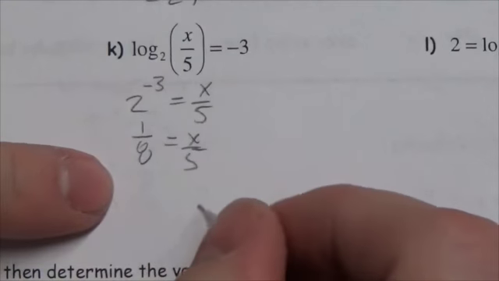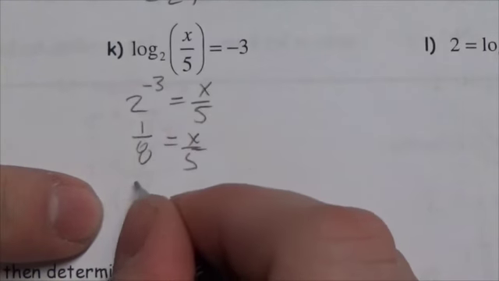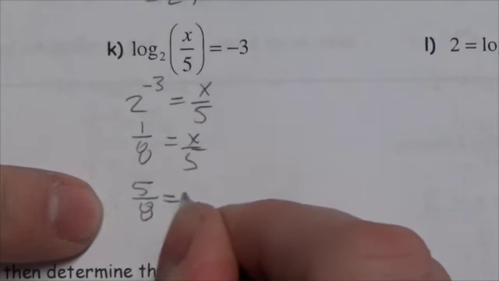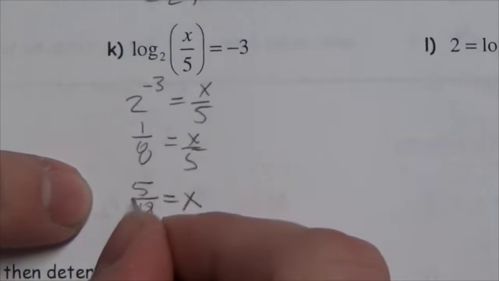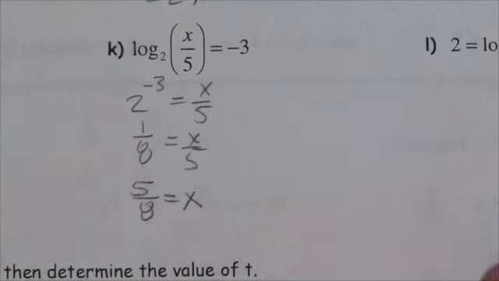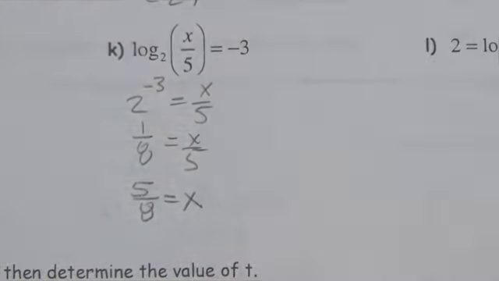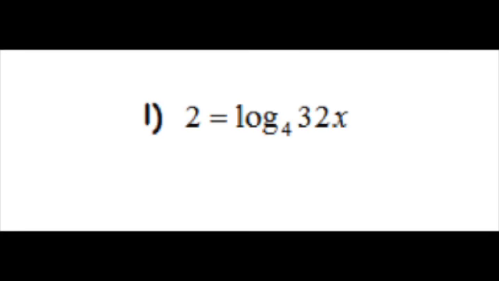And then for me to get the x by itself, I'll multiply both sides by 5, and so what will end up happening here is x will equal 5/8. That's not a particularly wonderful value to get as a result, but it's good. That's fine. 2 equals the log base 4 of 32 multiplied by x.